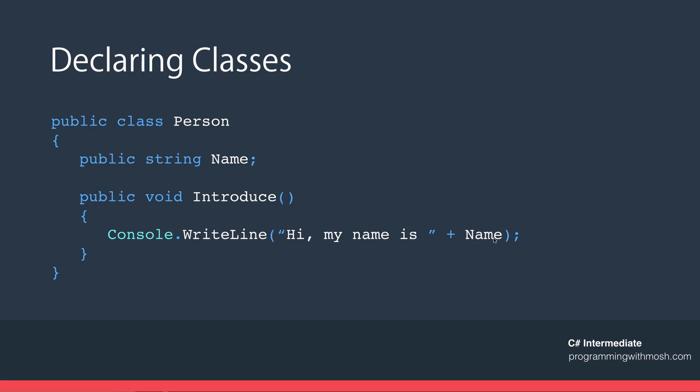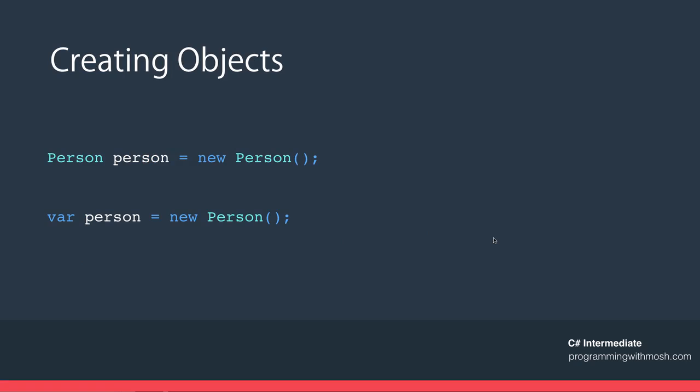Okay, now that we have a class, let's see how we can create an object or an instance from it. To do that, we use the new operator. So we start with the type of the class, in this case Person, we give it an identifier, and then we use the new operator along with the name of the class to initialize an instance of that class. Note that here we are using camel notation for naming the person object.